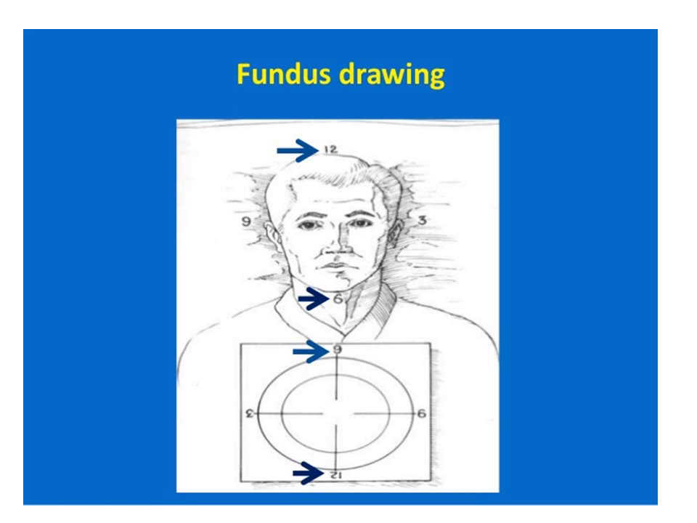The chart should be kept like this: 12 o'clock towards the leg end of the patient, 6 o'clock towards the head end of the patient, and 9 o'clock and 3 o'clock accordingly. Whatever you are seeing, you have to go on writing in that particular chart, and it will become a proper fundus drawing.